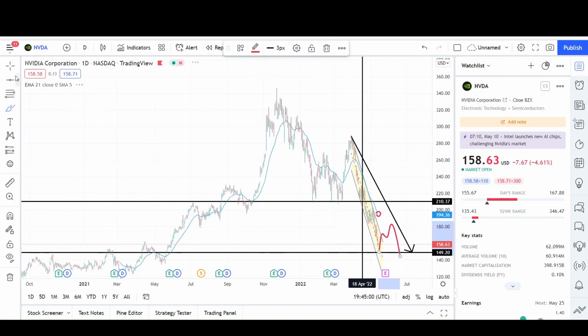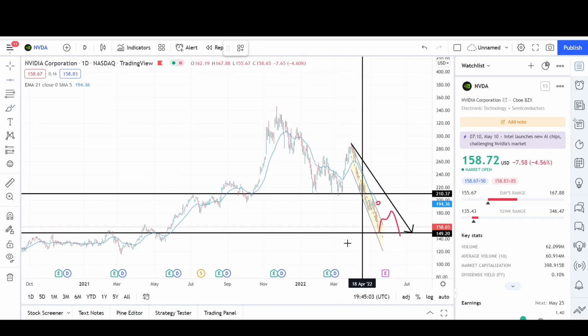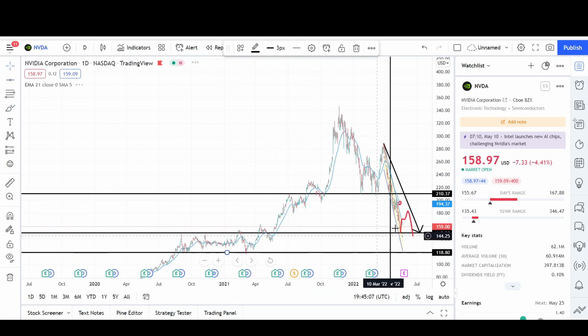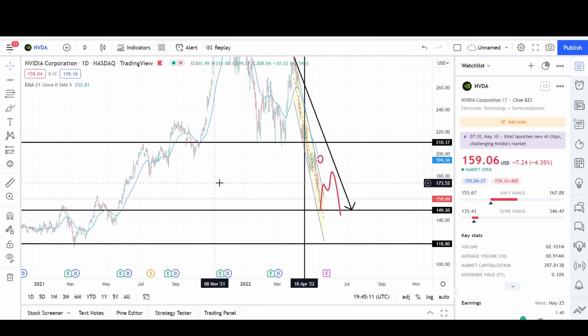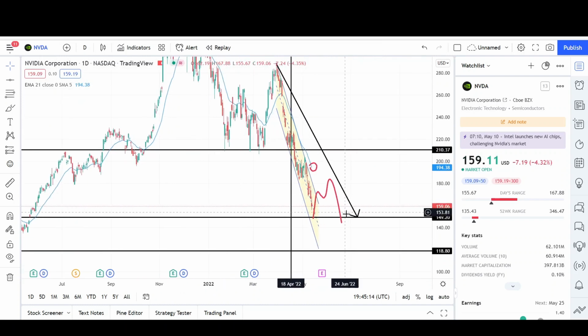There's another target that I have in mind. If we just blow past the 148, and that's around the 117 level, you can see that it was also strong support in the past. So these are my two price targets that I have for NVIDIA. The first one right at the 148, 149, and the next one's right around the 117, 119 level.